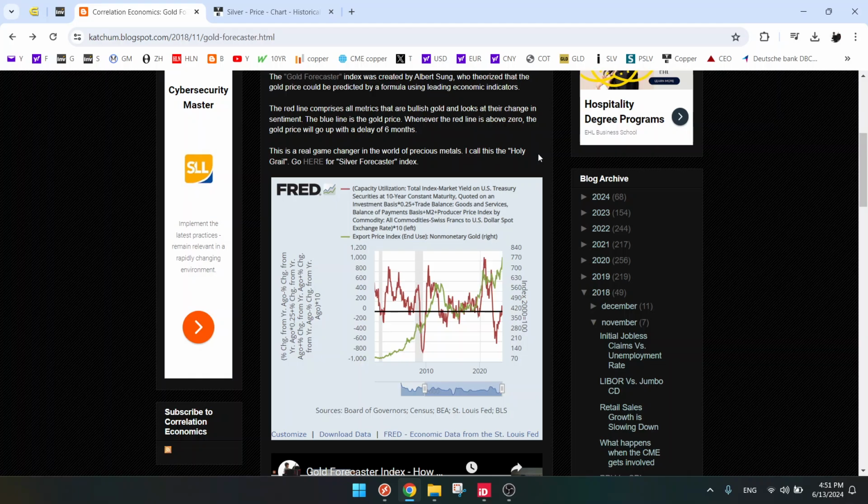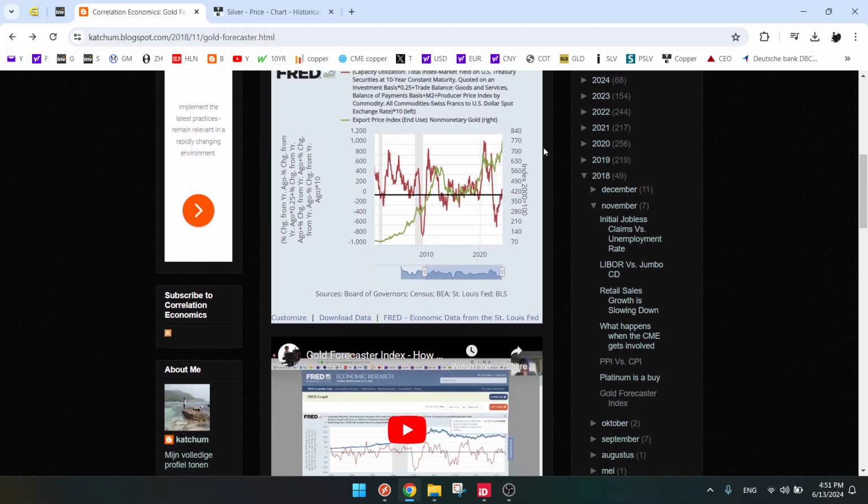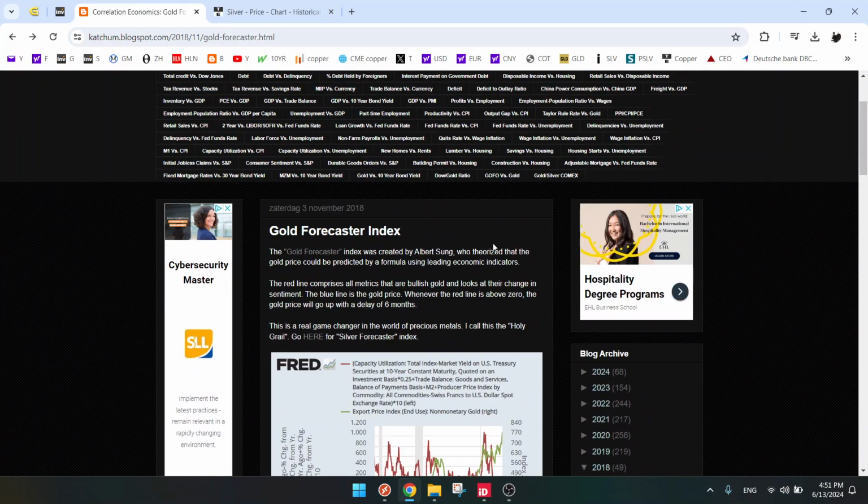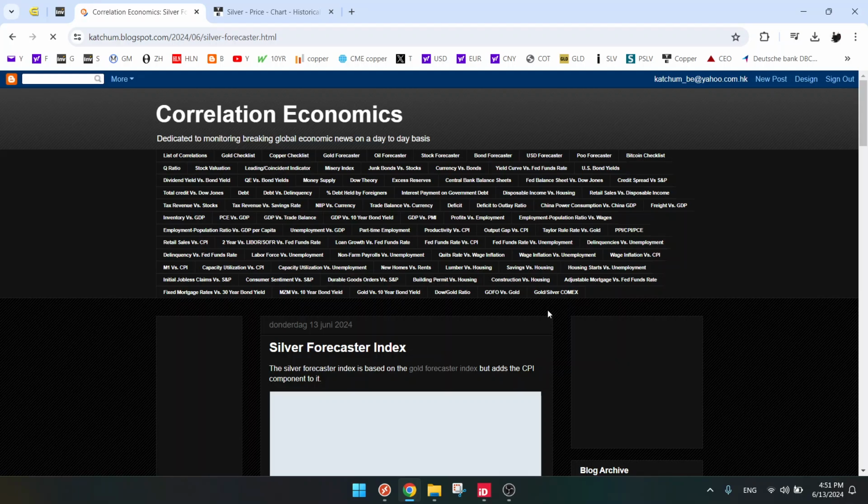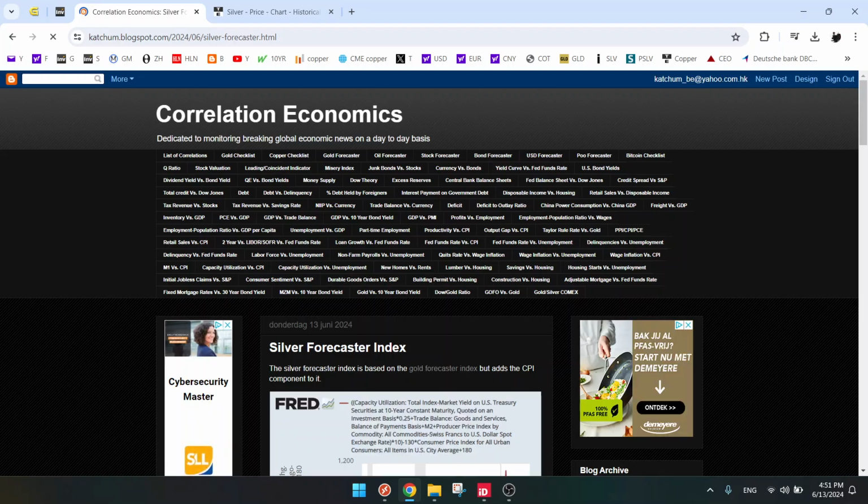Actually, silver is a little bit the same as gold because they are both precious metals. But there is a little bit of a difference. Now, I have been thinking a bit, how do we actually predict it? Well, I actually found a solution. So here's the silver forecaster index, the holy grail to predict silver prices.